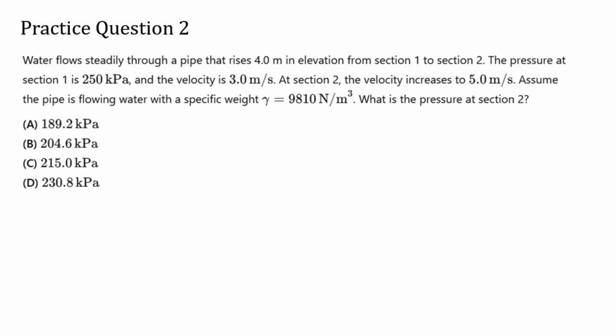Practice question 2. Water flows steadily through a pipe that rises 4 meters in elevation from section 1 to section 2. The pressure at section 1 is 250 kilopascals, and the velocity is 3 meters per second. At section 2, the velocity increases to 5 meters per second. Assume the pipe is flowing water with a specific weight of 9,810. What is the pressure at section 2?